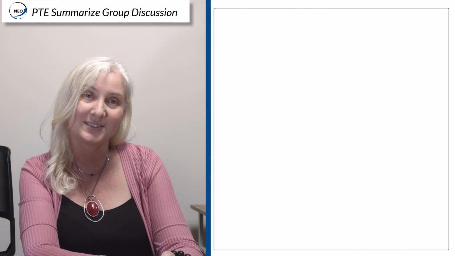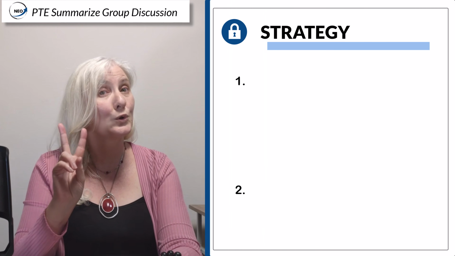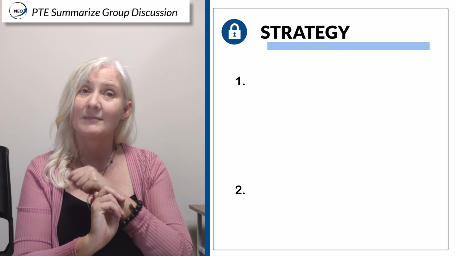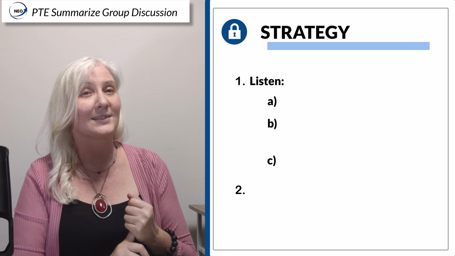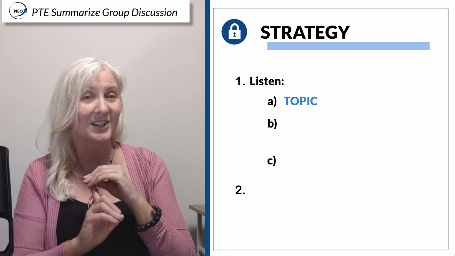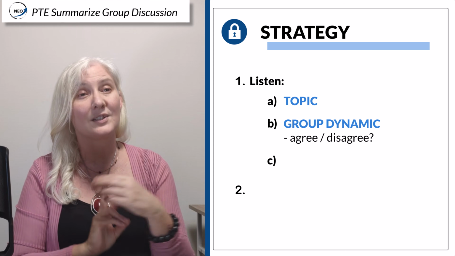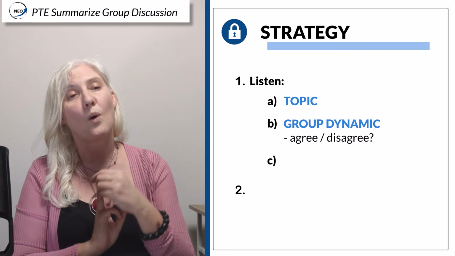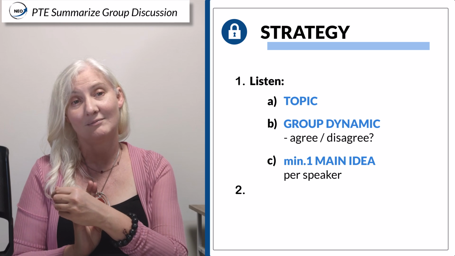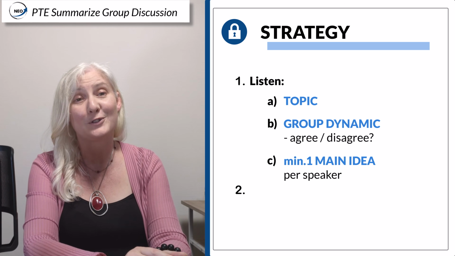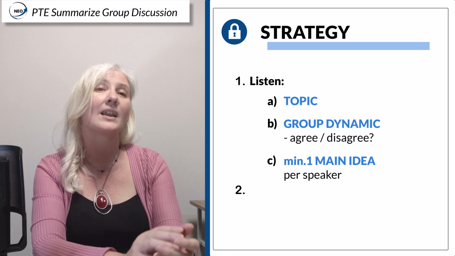Now don't worry, I've got a simple plan to help you score well, even if you forget a few details. We'll use a simple 2-step strategy. Step 1, listen for 3 things: the topic of the conversation, whether the speakers agree or disagree, and one main idea from each speaker. You do not need to remember full sentences.